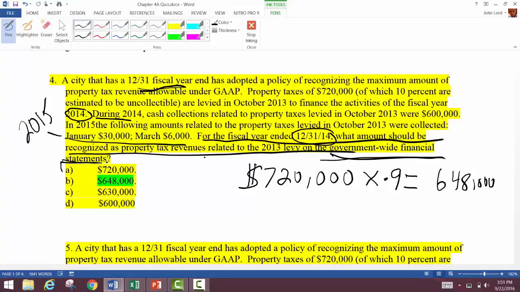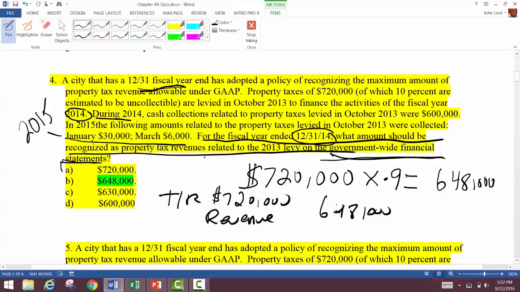And the use is able to begin in 2014 in this example, right? It's for 2014 activities. So what happens? For 2014, we can take the entire amount less the uncollectible, right? Remember, we take that net of the uncollectible amount. Okay, so we would have sat there and debited our taxes receivable for how much? 720,000, right? We would have credited revenue for what? 648.